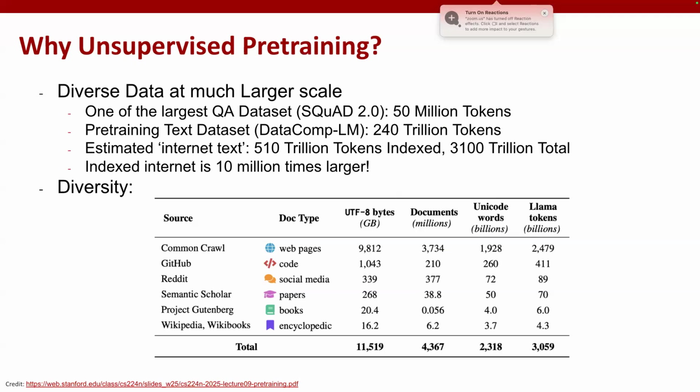David, yes. Why is it 3,100 trillion total and only 510 trillion tokens indexed? Why are not all the internet tokens indexed? Yeah, I feel like it's because a lot of the text is not very reachable by the search engine. The search engine indexes a certain amount of web pages, but it doesn't cover the whole internet, if there are no other web pages pointing to that web page.